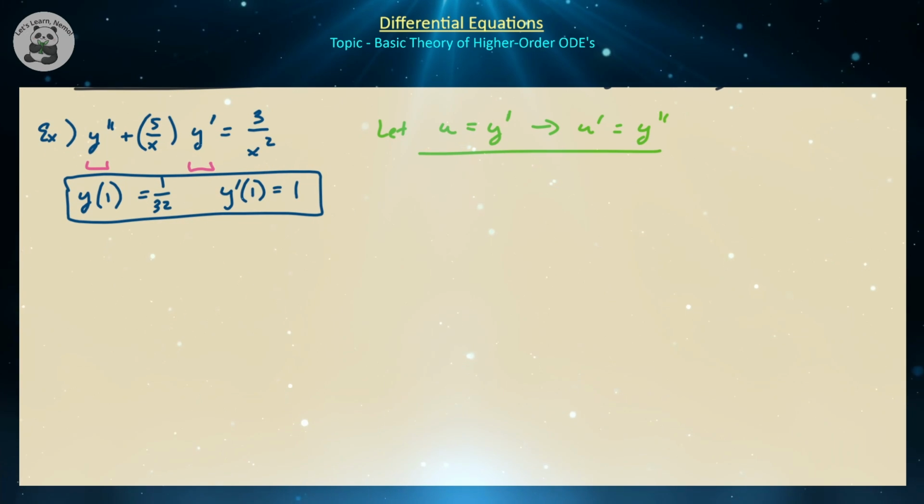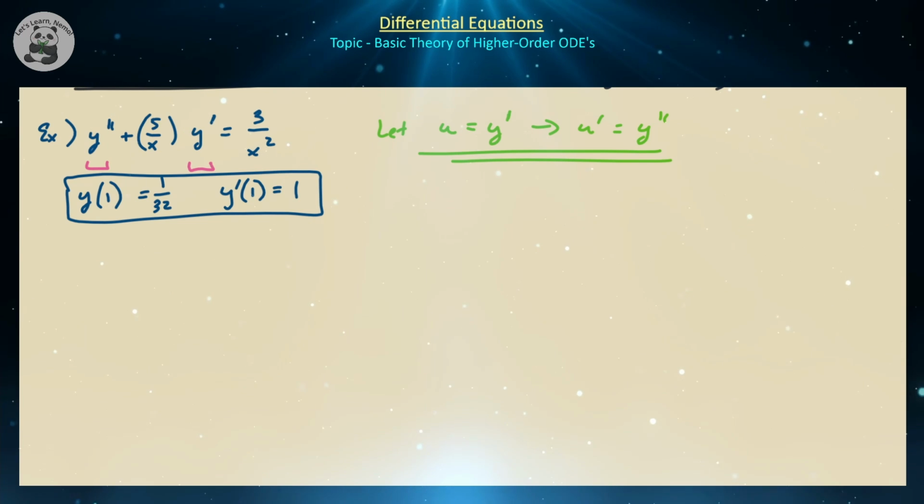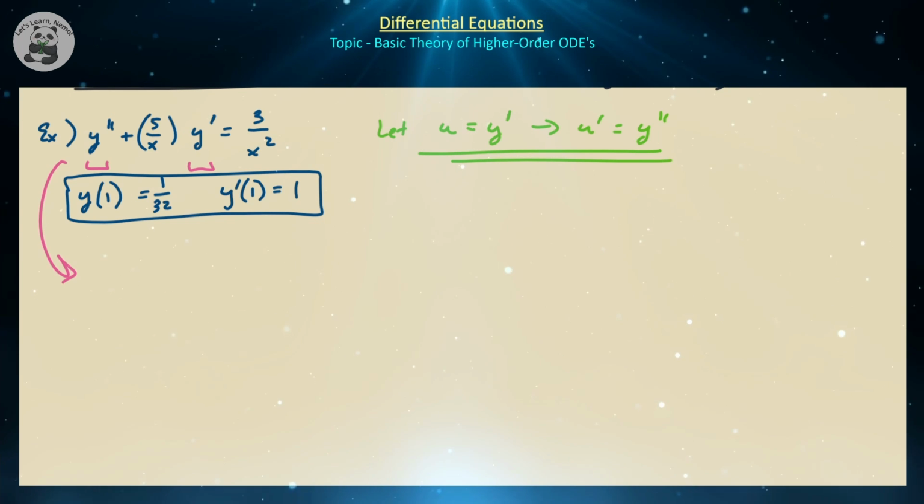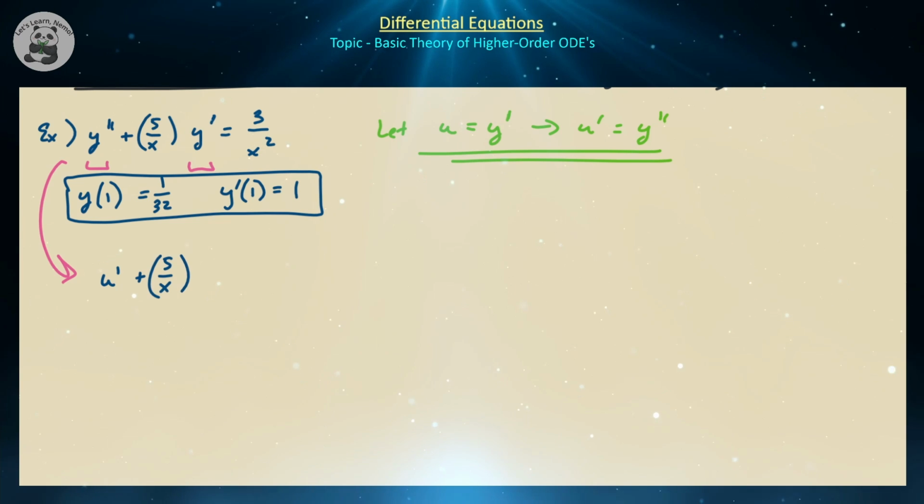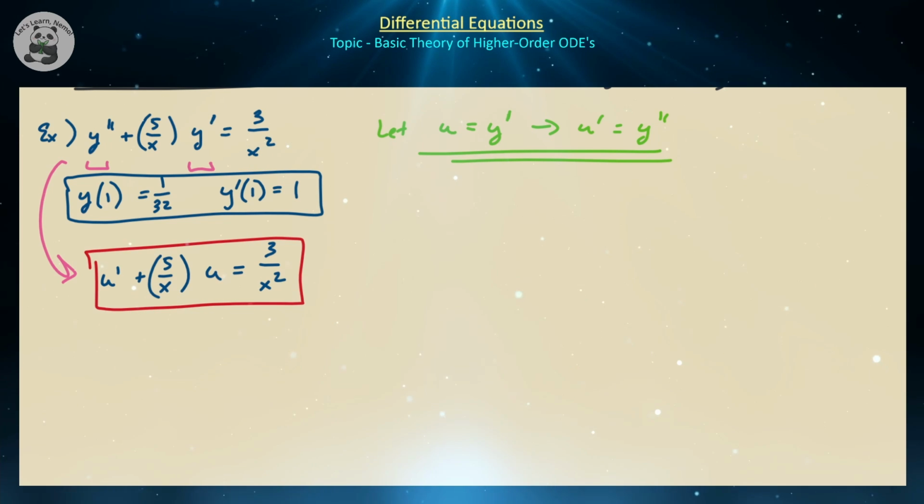So using these newly defined functions u and u prime, now I can rewrite my differential equation in the following form. u prime is just another way of saying y double prime, so this is going to be equal to u prime, and over here we're going to have 5 over x times u, and that's going to be equal to 3 divided by x squared. And we already know that this is going to be a first order linear inhomogeneous differential equation, so we know we can solve this with integrating factors and separability via integration.